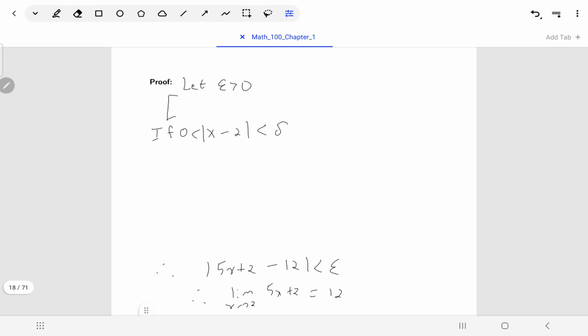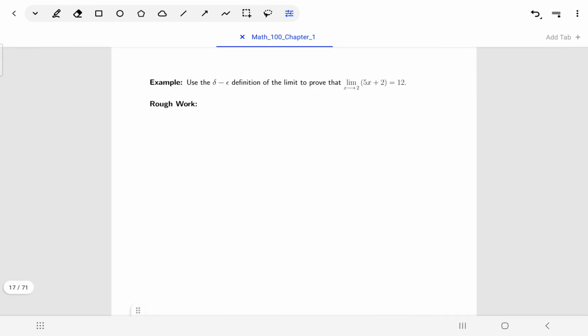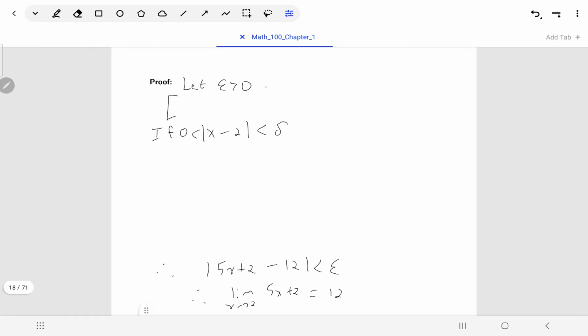So now we're going to attack the rough work. Again, notice that I can write this out just by knowing what limit I'm trying to show. I will always start with epsilon bigger than 0. I'll always start with |x minus wherever I'm looking for the limit| less than delta, and I'll always end with |function minus the limit value| less than epsilon, and that allows me to conclude, therefore, that's my limit. Your job is now to fill in the middle.